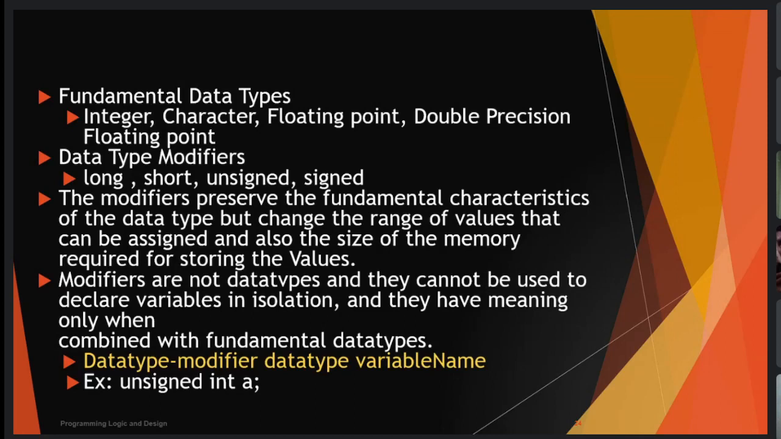Then we also have floating point. What are these floating points? Again, as I told you, floating points are those so-called real numbers, numbers with a decimal point. Then we also have double precision floating point. When you say double precision, from the word precision, what do you understand by precision, guys?